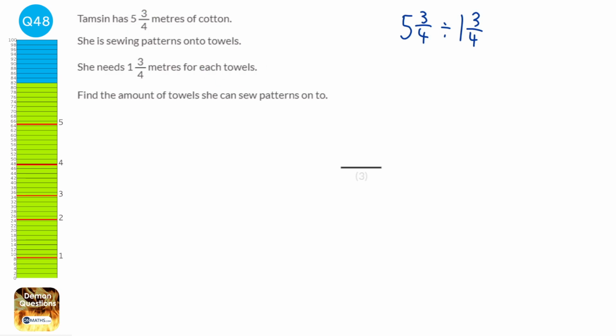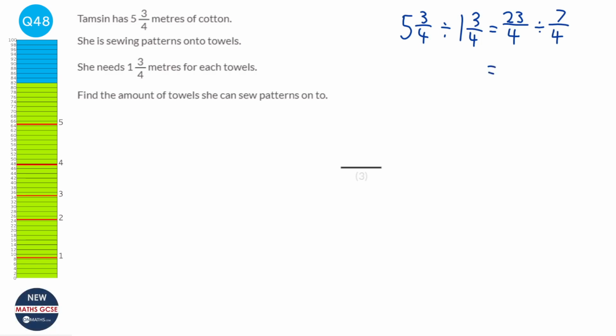So first thing we're going to do is convert them to mixed numbers, to top-heavy or improper fractions, because at the moment they're mixed numbers and we can't divide or times if they're mixed. So we times the 5 by the 4 and add it to the top, which will be 20, and then add it to the top, 23, and then do the same. 1 times 4 is 4, plus it to the top is 7 over 4.